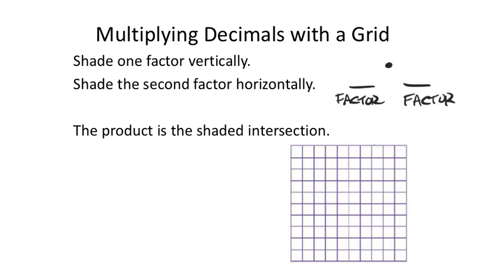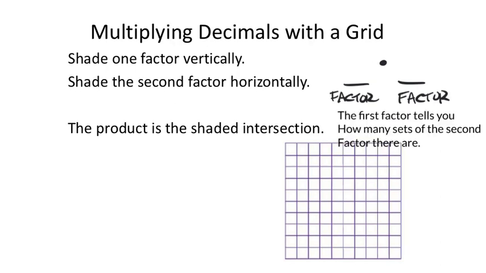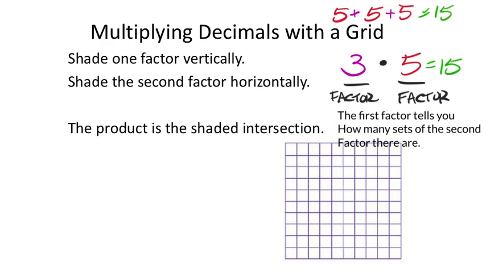Now, the way that I usually do this is I would say the first factor tells you how many sets of the second factor there are. So if we go back to something a little bit more familiar, like 3 times 5, that tells you that you have 3 sets of 5. That means you'd have 3 fives, 1, 2, 3, and you'd end up adding them all together, which, from our multiplication facts, would be 15.